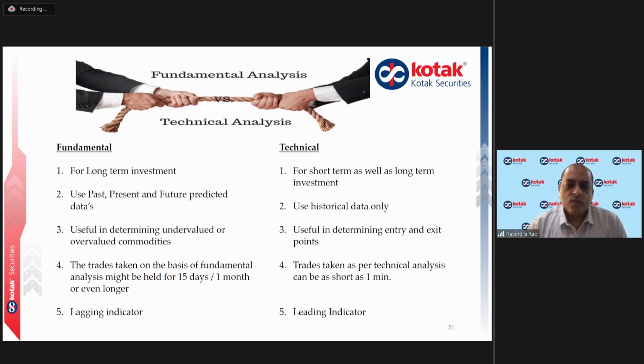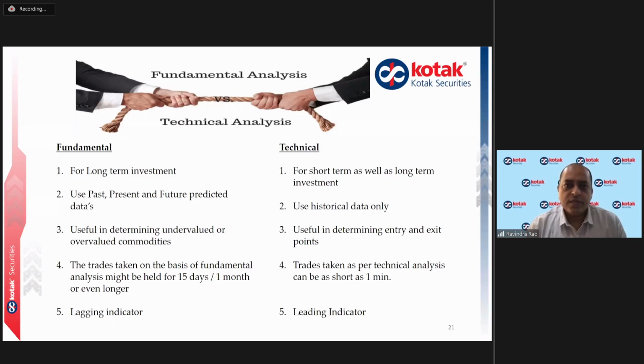The trades taken on the basis of fundamental analysis might be held for 15 days to 1 month or even longer. But trades taken as per technical analysis can be as short as 1 minute. Fundamental analysis is a lagging indicator, because once the price moves, the news flows in.